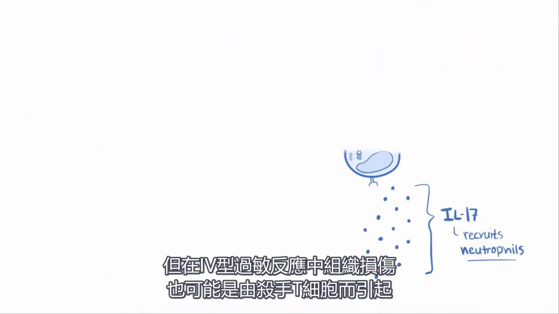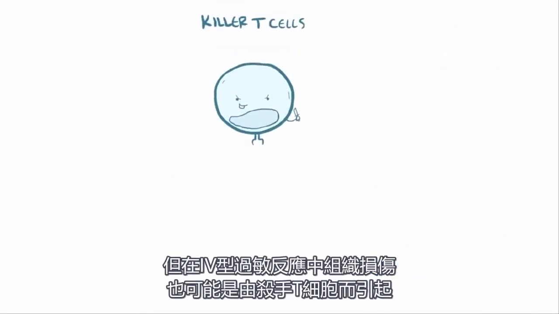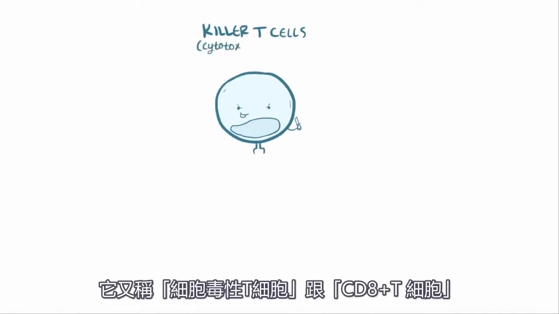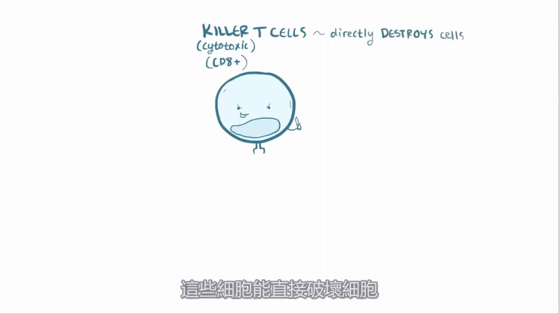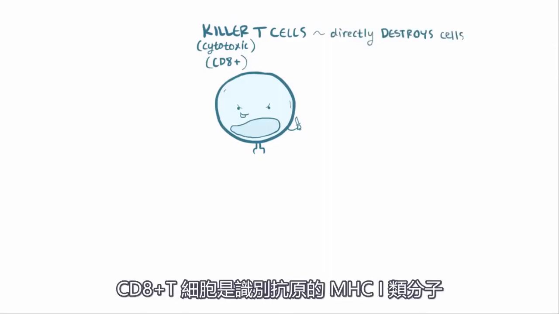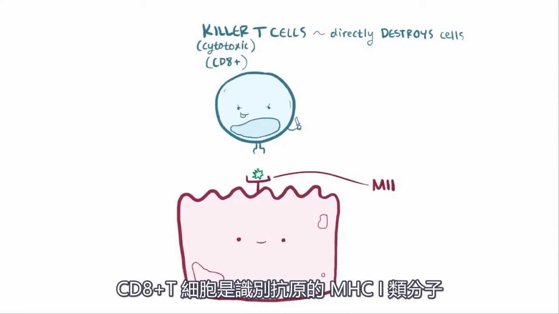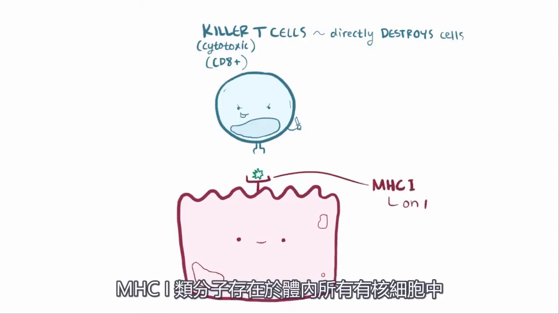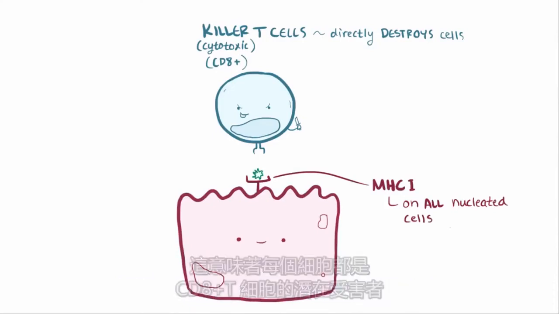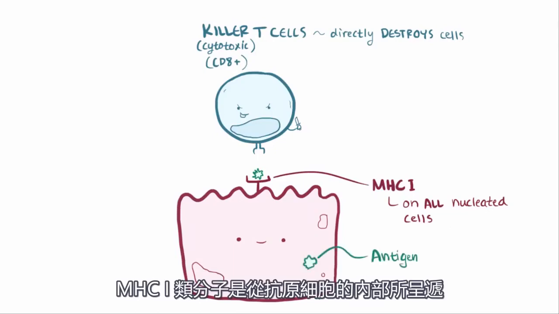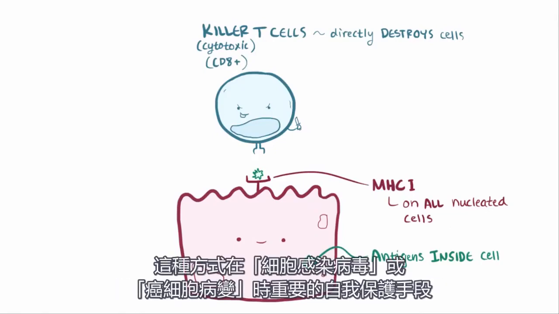But remember that in type 4 hypersensitivity, damage to tissue can also be caused by killer T cells, aka cytotoxic T cells, aka CD8 positive T cells. And these destroy cells directly. CD8 positive T cells target antigens when they're presented on MHC class I molecules, which are present on all nucleated cells in the body, meaning every cell is a potential victim for a CD8 positive T cell. MHC class I molecules present antigens from inside the cell, so this process is important for when cells become infected with viruses or when they're mutated, like with cancer.